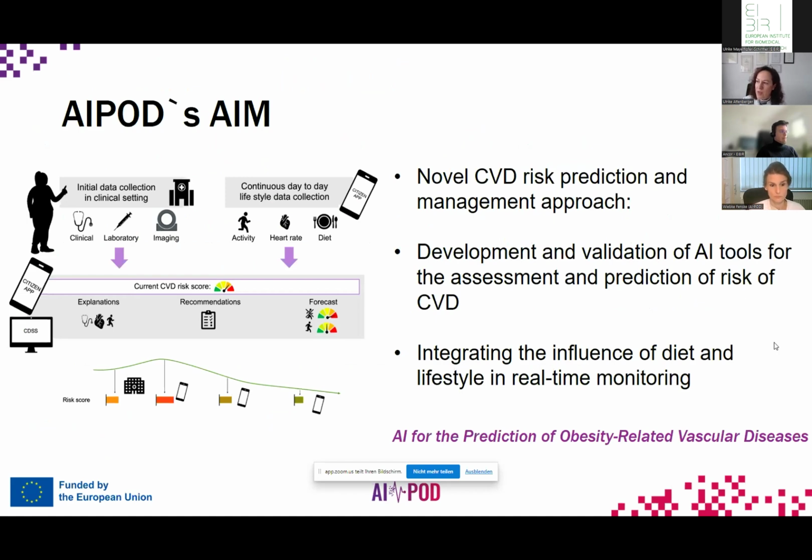So iPod will advance the current state-of-the-art by introducing a novel, groundbreaking cardiovascular risk prediction and management approach for the obese European population. And for the first time, all of these factors, such as clinical, lab, imaging factors, as well as lifestyle data, such as activity, heart rate, or patient's diet, will be considered in this preventive, newly to be designed and built risk scores.